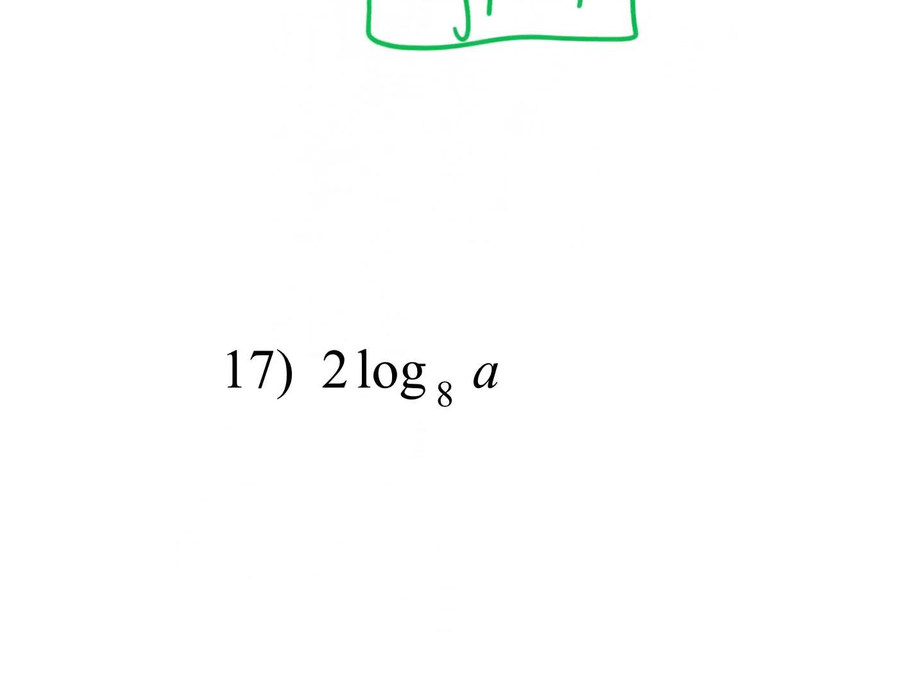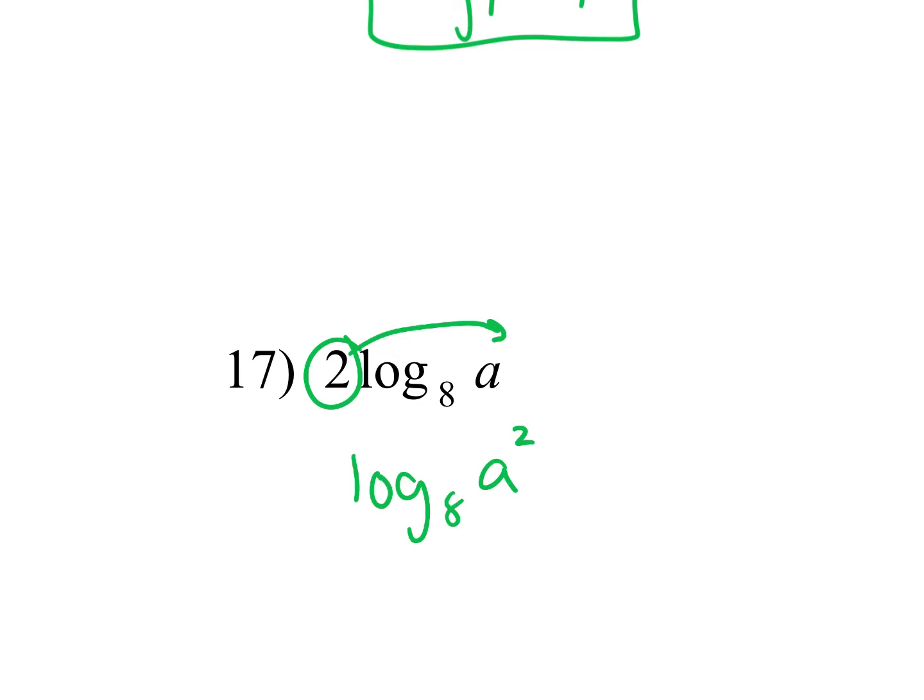All right, 17, what should I do? Eight's our base, so it stays there. I put the 2 as my exponent on the a. So I have log base 8 of a to the second power. Is there anything else I can do? Nope, it's a single log, so we're done.